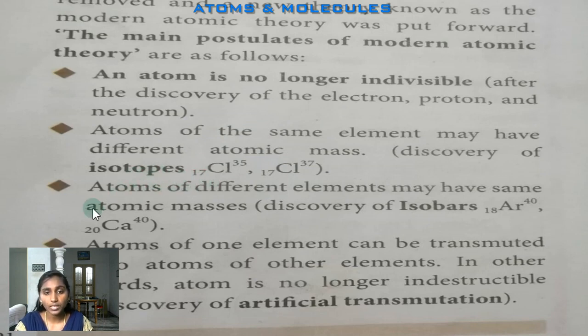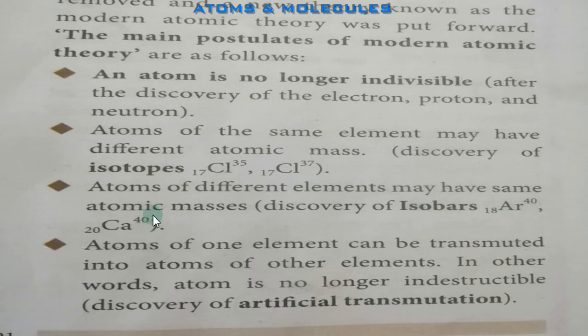Then next, atom of different element. This is argon, this is calcium, right? Atoms of different elements may have the same atomic mass. That is called as what? Isobars.